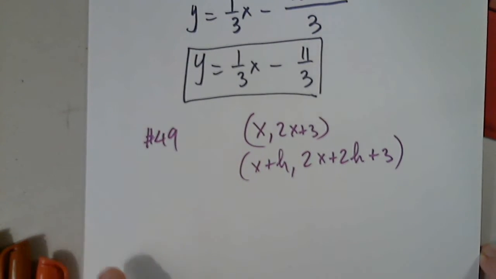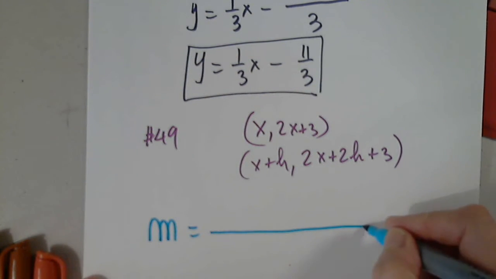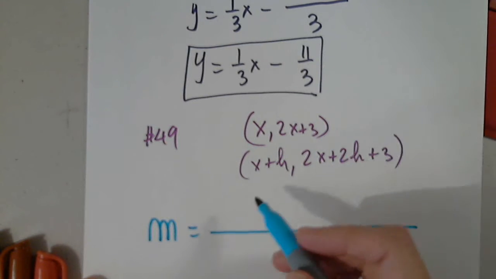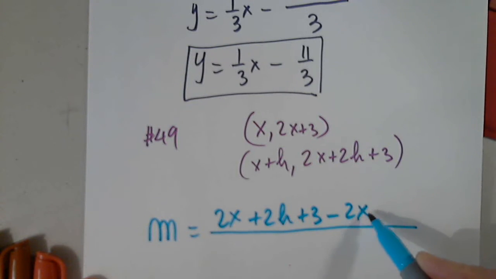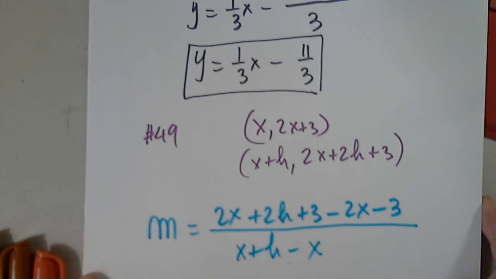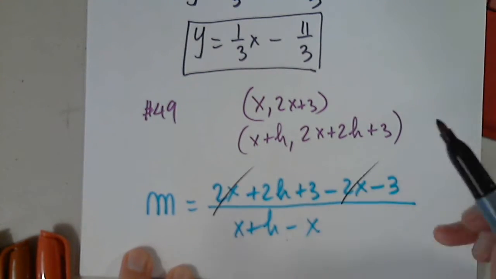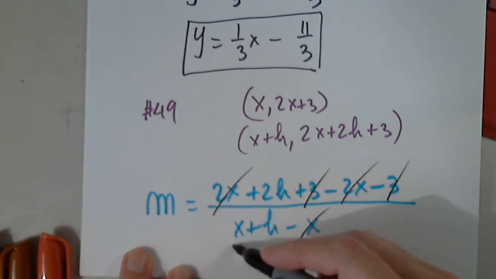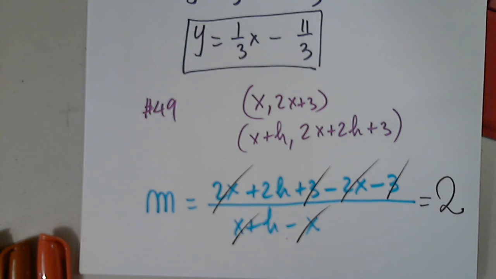Same thing, same question. We are given 2 ordered pairs. We have to find the slope. y2 minus y1 over x2 minus x1. This is so much easier than adding those fractions. Thank you for choosing this. 2h over h, 2. Quite nice. Thank you. So we found the slope.